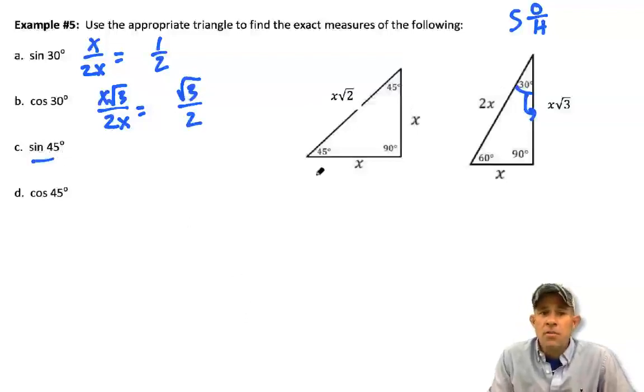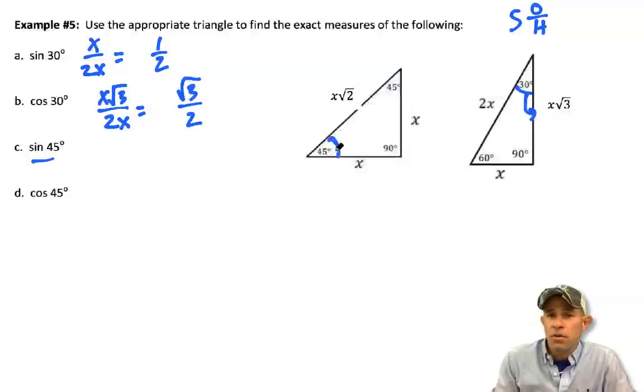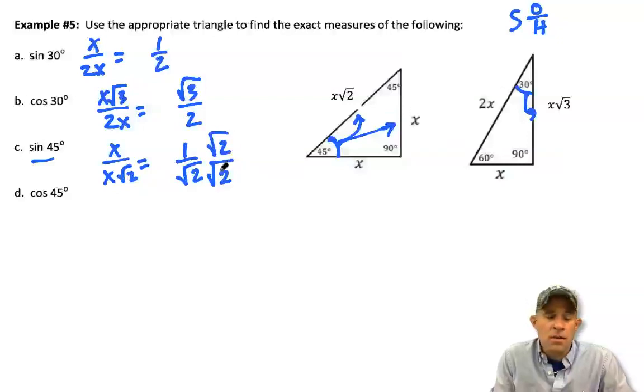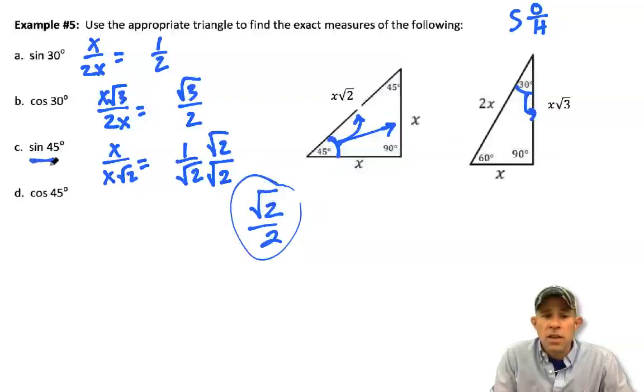All right, sine of 45. Let's jump over here to our 45-45-90. Remember, the sine is opposite over my hypotenuse. So that becomes x over x root 2. Now, again, keep in mind my x's will cancel out. That will be 1 over the square root of 2. However, you can't have a root 2 in the denominator. We need to rationalize that by multiplying both the numerator and the denominator by the square root of 2. And that results in root 2 over 2, which is the cosine and the sine of 45 degrees.